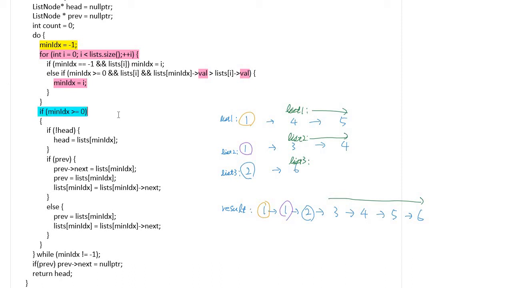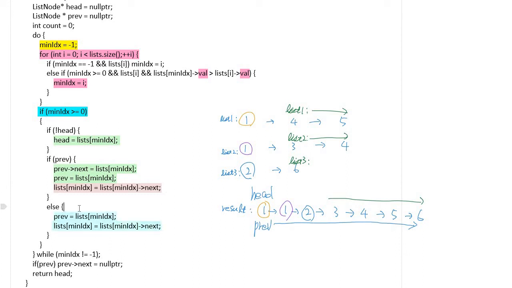If we have a valid min index value, first we should update the head pointer. This is done once at the beginning. The head pointer is the starting point of the result linked list, and we should update the prev next pointer with the current min index node. And prev is the tail pointer of the linked list storing the result. So this line is the process of adding the min value at the tail node, and we move the prev pointer to the next position.